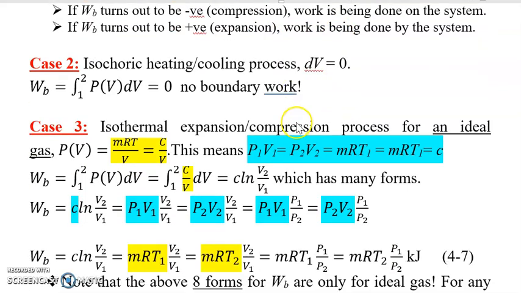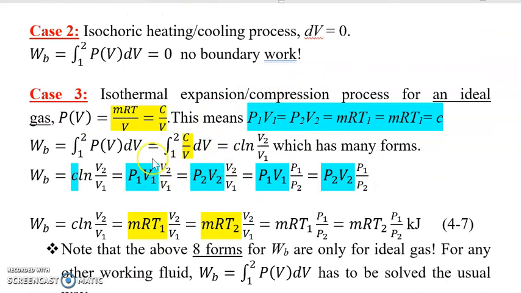Case 2, isochoric heating or cooling process. Now, the change in volume is equal to 0. Of course, the boundary work is equal to 0. No boundary work. Simple, the simplest actually.